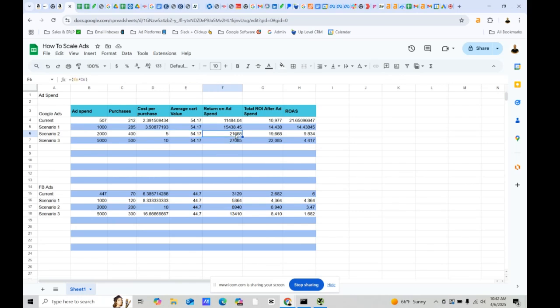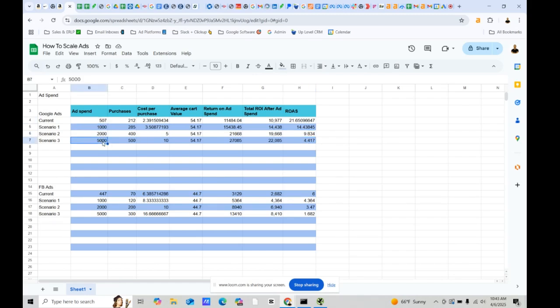Return on ad spend is $21,668. Subtracting the $2,000 of ad spend from the $21,668 gives us $19,000 of total ROI after ad spend. And once again, our ROAS has dropped significantly, right? From 21 times to 9 times. But if you were able to put your money into anything that would create a 9 times return, would you do it? Absolutely. All right. So that's that.